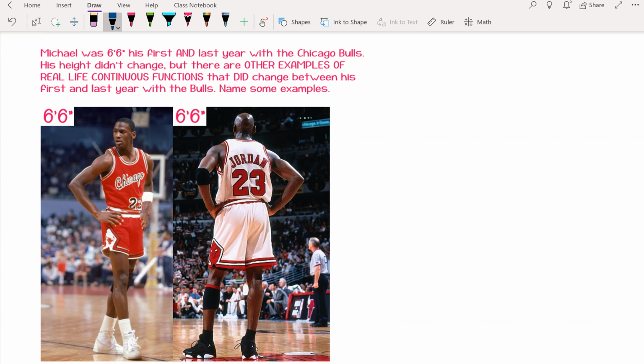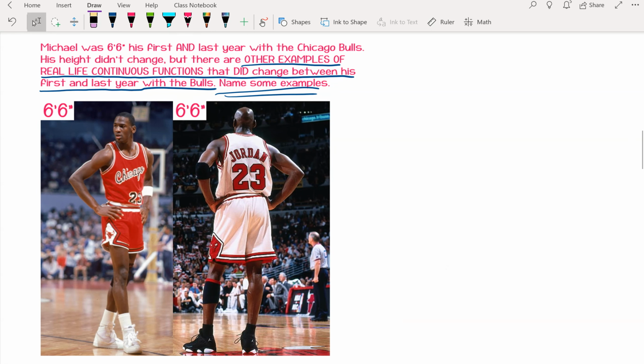I want you to name some examples. Name some examples of other continuous functions that did change for Michael between his first and last year with the Bulls. I'm not going to tell you what changed. There's lots of examples, but I want you to name some. Go.